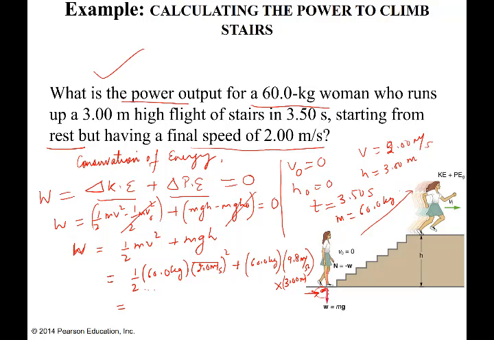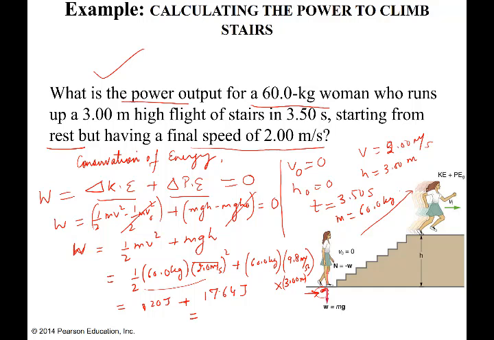So when I solve this part, I get 120 joules, and when I solve 60 multiplied by 9.8 into 3, I get 1764 joules. All right, and this is my work done. So you can solve and find out what is 120. Let's take a little break and add them up, since I'm doing it simultaneously with you guys.